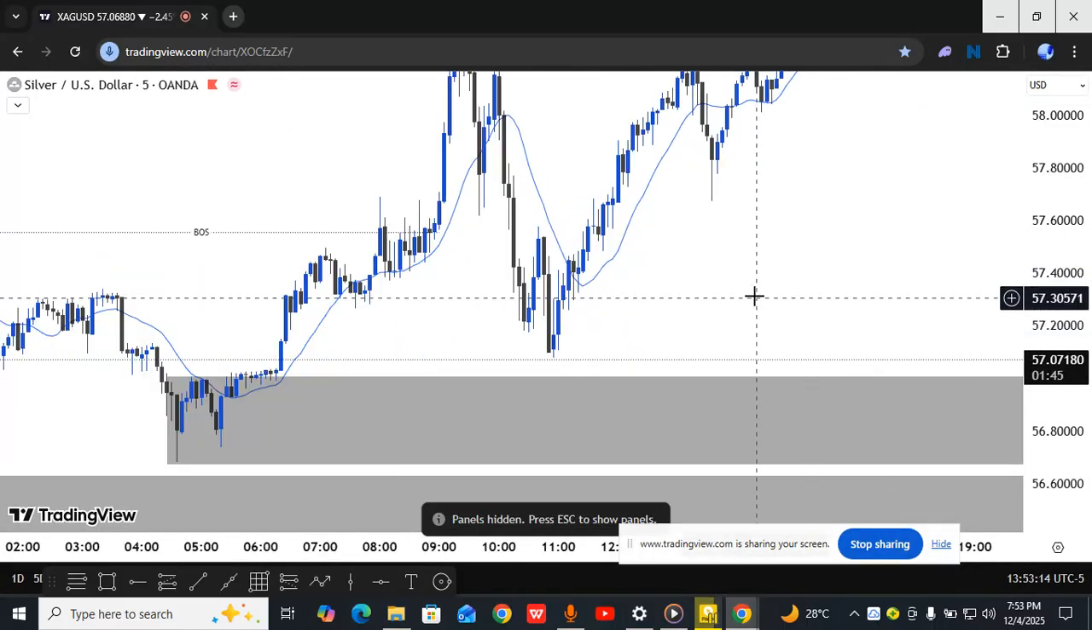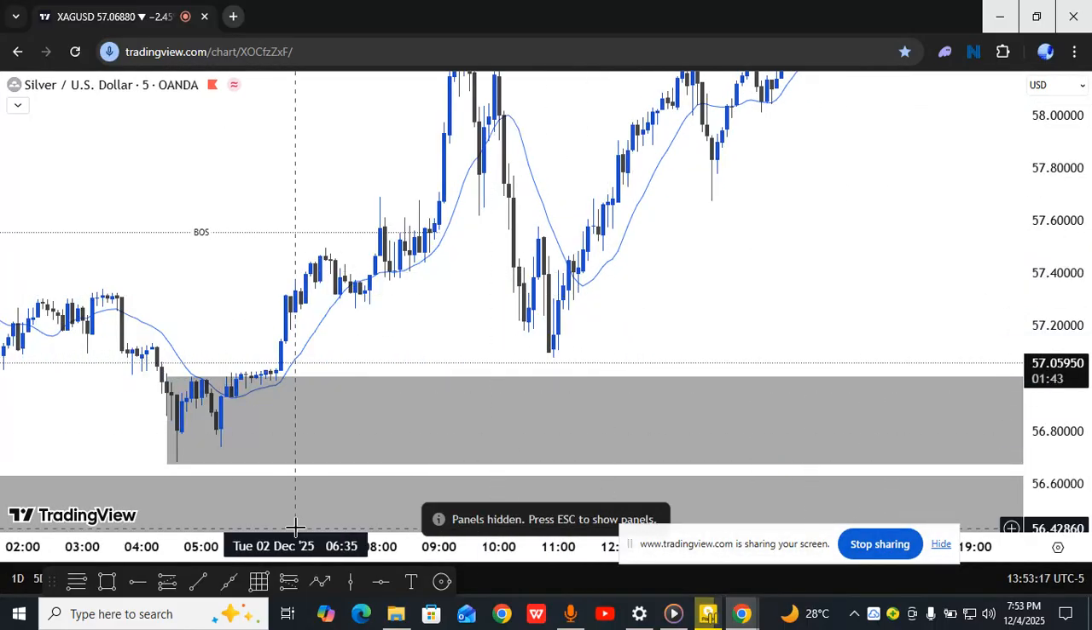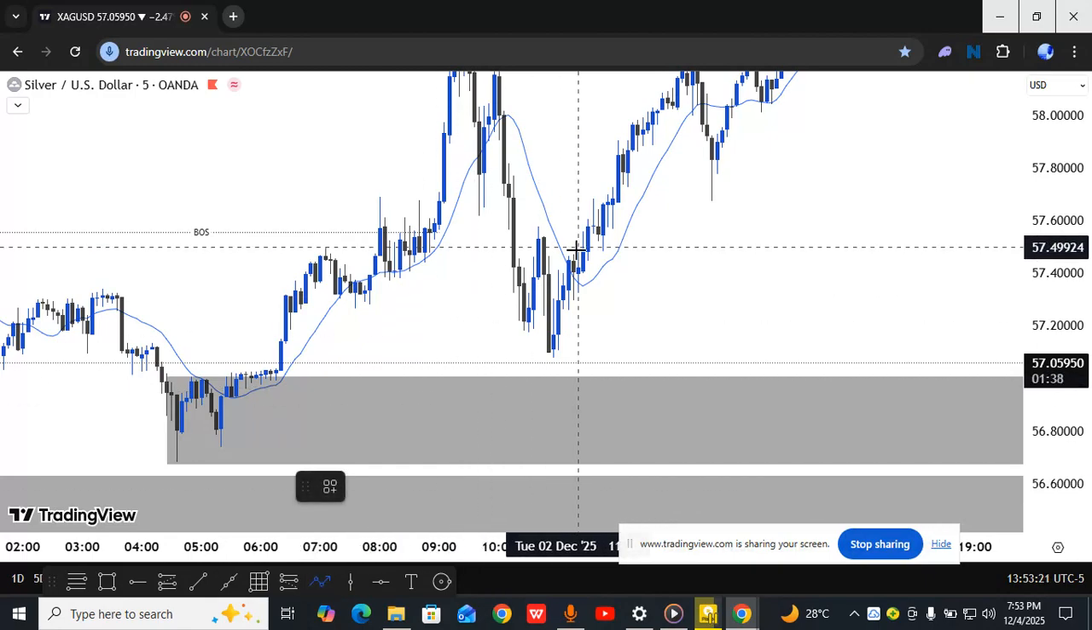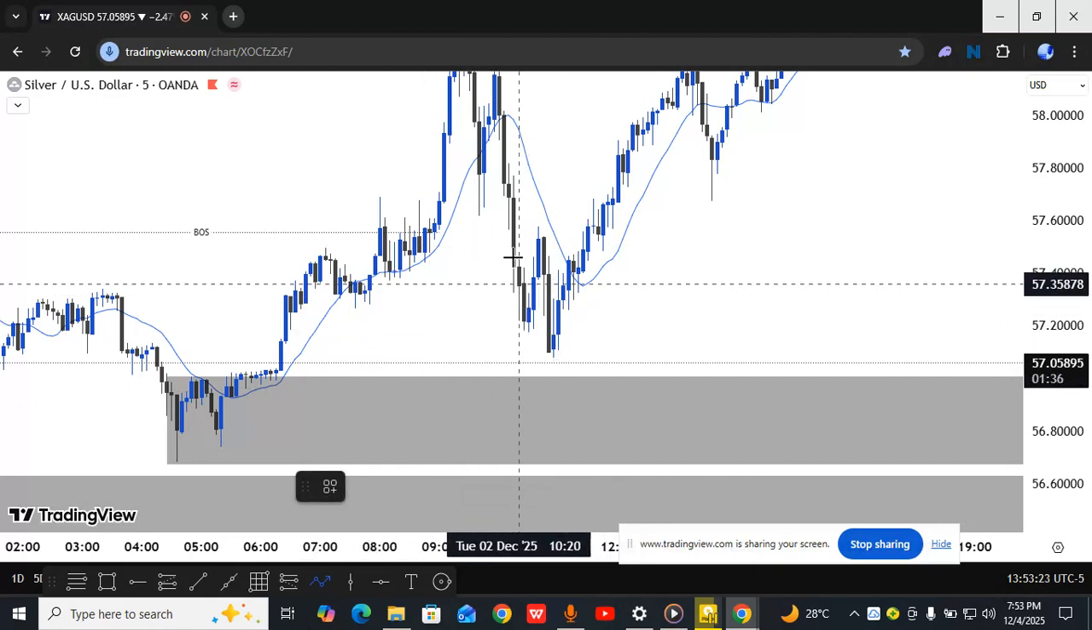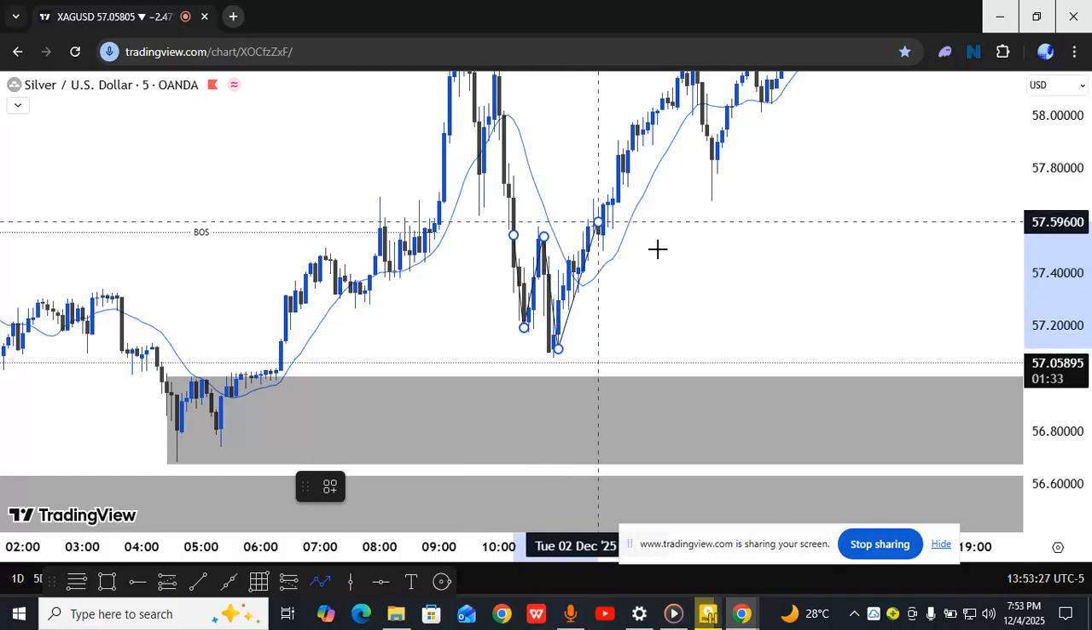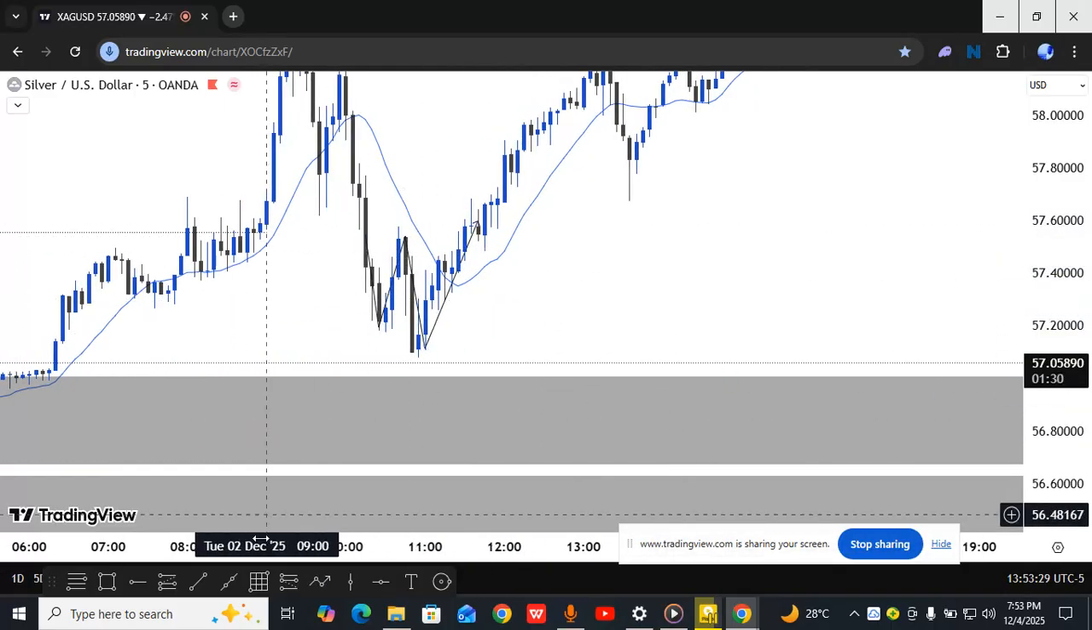So in this case now, as you can see, if we go down, like I told you guys, if the market is aggressively bullish, you don't wait for retracement. So as you can see, when price came down, this is a change of character over here. It's a change of character, right?